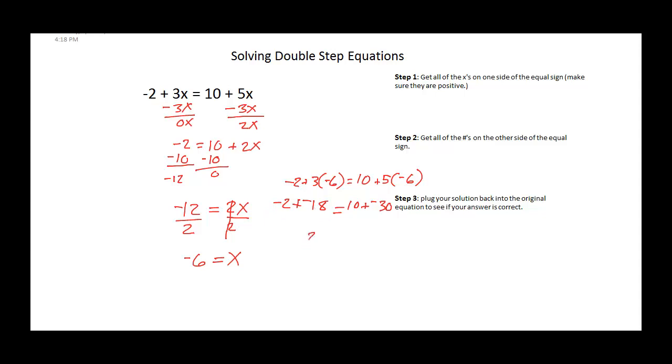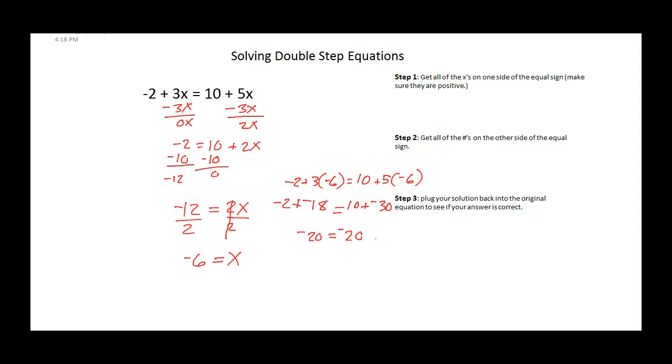So a negative 2 plus a negative 18, since the signs are the same, I just add the 2. 2 plus 18 is 20. And again, since the signs are the same, it stays with the answer. On the other side, I've got a positive 10 plus a negative 30. Since the signs are different, I'm going to look at the largest absolute value, which is 30, and I'm going to subtract the 10 from 30, which gives me 20. And since the 30 had the largest absolute value, I keep that sign.